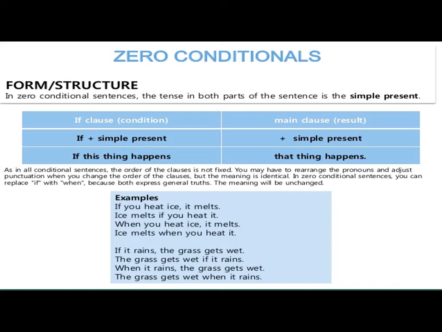And we can use if in the middle of the sentence. So the first sentence is present simple, then if, then present simple. Ice melts if you heat it. Also, we can use when instead of if. And we have the same example. When you heat ice, it melts. Ice melts when you heat it. If it rains, the grass gets wet. When it rains, the grass gets wet.